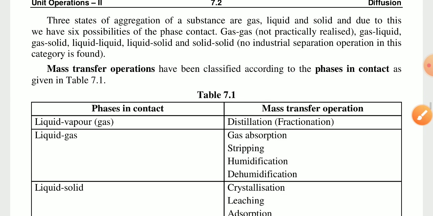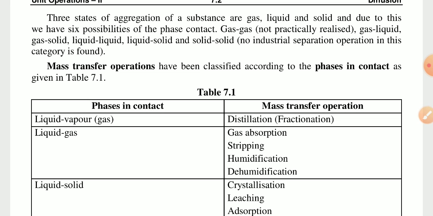Okay, now continue. Three states of aggregation of substances are gas, liquid, and solid. Due to this, we have six possibilities of phase contact, which we have seen in the classification of mass transfer. Now gas-gas is not practically realized; the others are gas-liquid, gas-solid, liquid-liquid, liquid-solid, solid-solid.